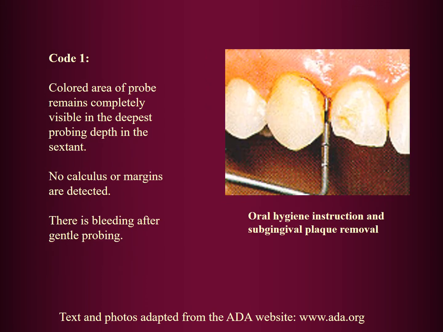Now compare the previous slide with the slide that you see here. Notice that it has a code of 1, which means that there is bleeding on probing, but again there is no calculus present, no defective margins, and notice that the black line in the probe is still clearly visible. So it's still within that code of 1.